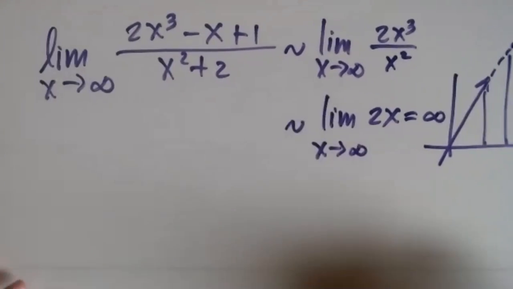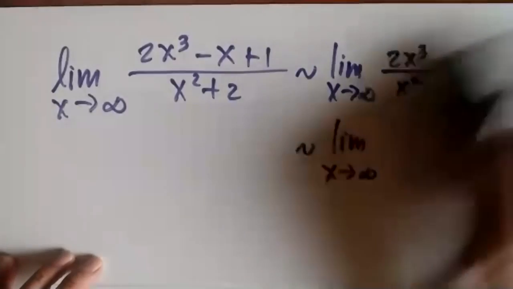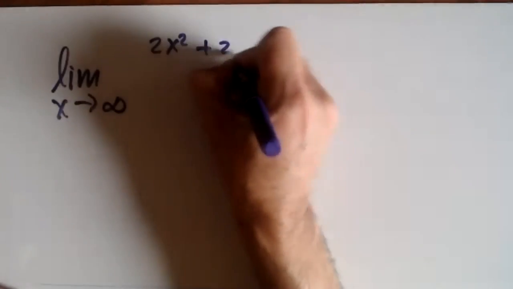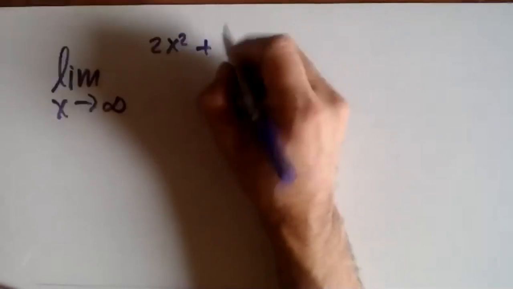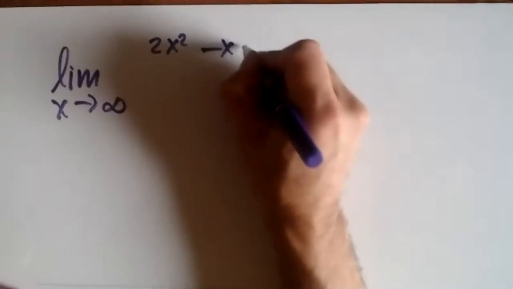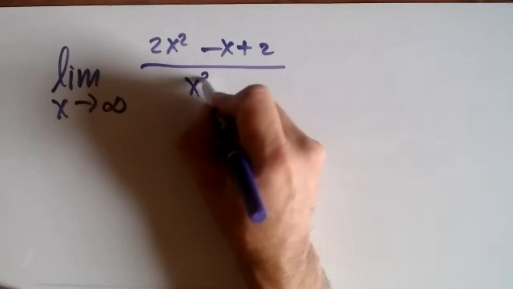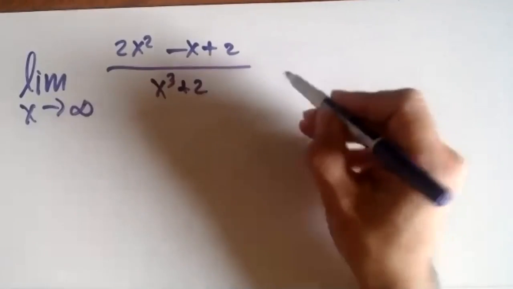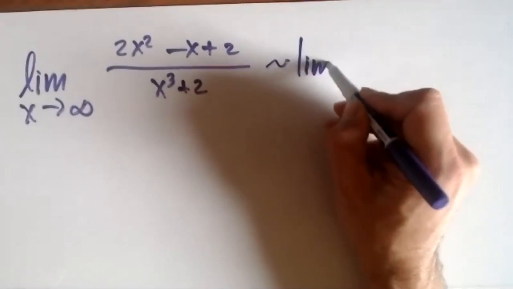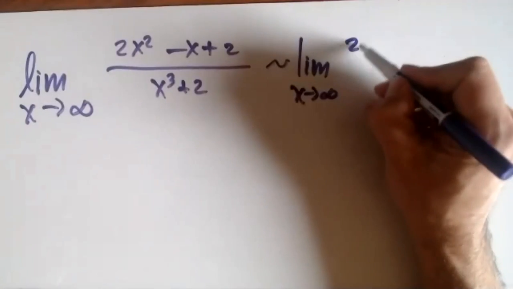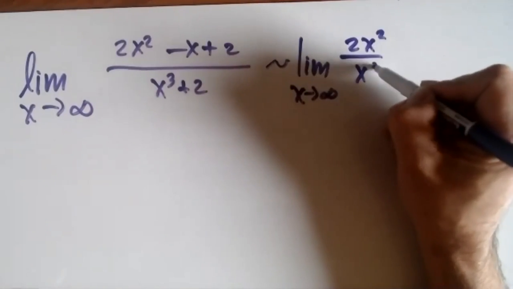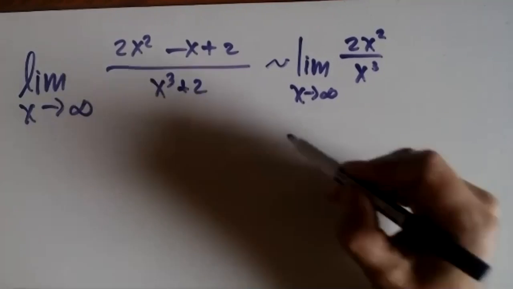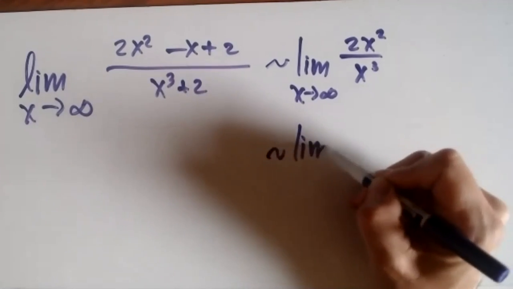Now, what happens if the cube is at the bottom? Let's suppose someone asks me, what if the cube is at the bottom? Okay, 2x squared plus x minus x plus 2 over x cubed plus 2. Suppose that one. Okay, the reasoning is the same. This is pretty much modeled by the behavior of the big ones, x cubed. Now, x squared over x cubed, what expression is this? 2 over x. Correct.